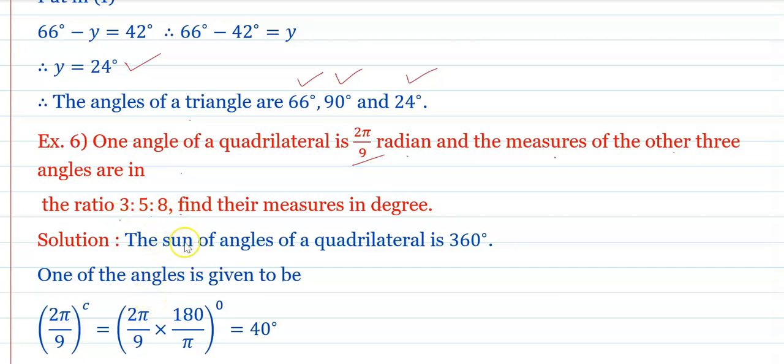The sum of the angles of a quadrilateral is 360.